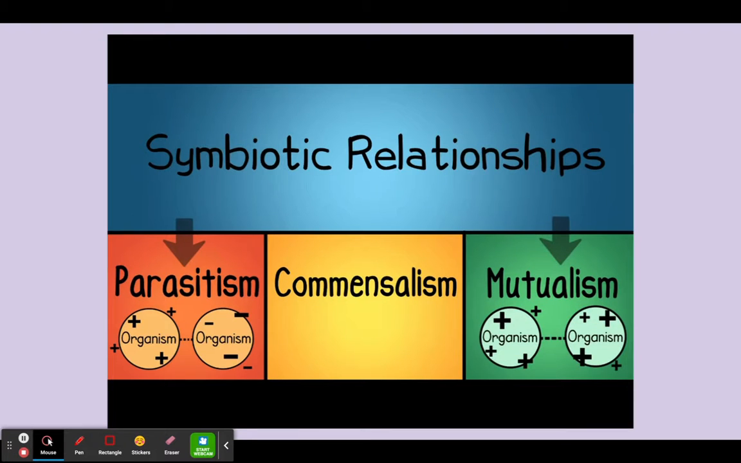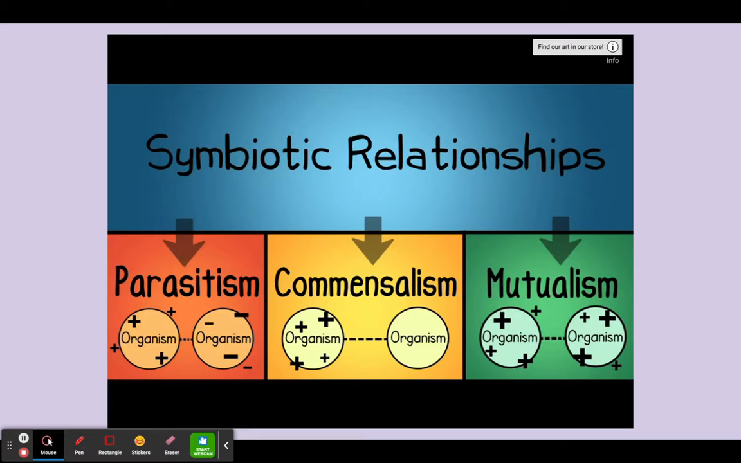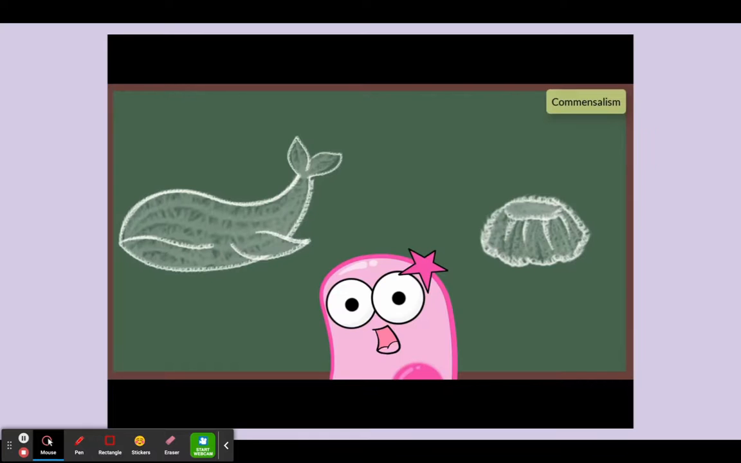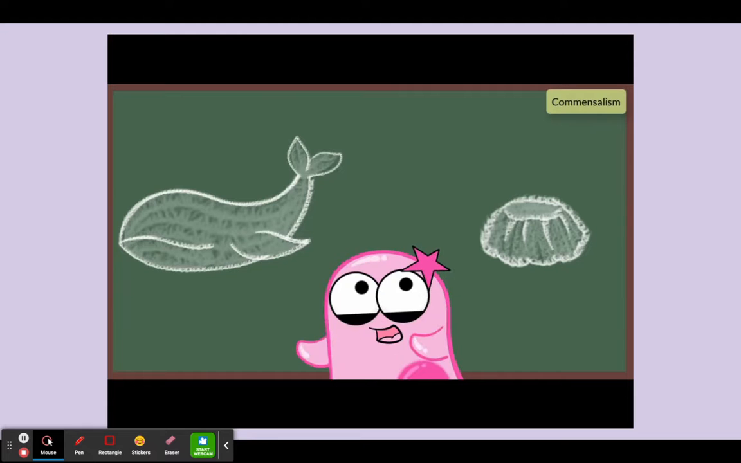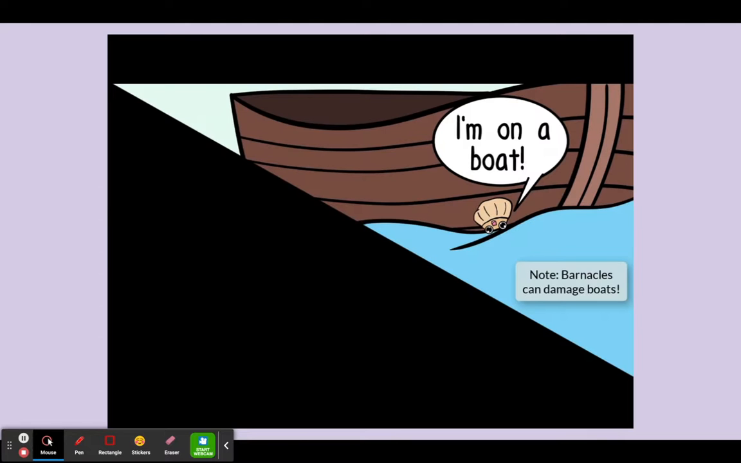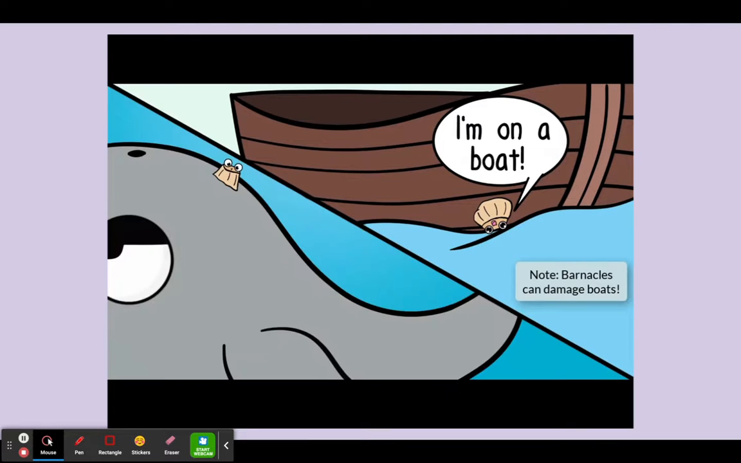The last symbiotic relationship we'll mention is commensalism. This one is interesting because in this relationship, one organism benefits and the other is neither helped nor harmed. It has a neutral effect. Some species of barnacles and whales are a great example. Many barnacle species can attach themselves to moving things, like a boat or a whale.